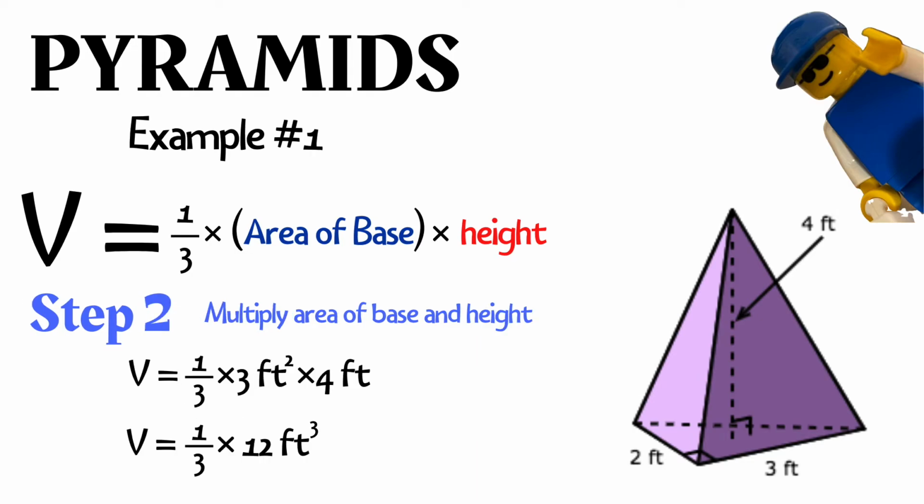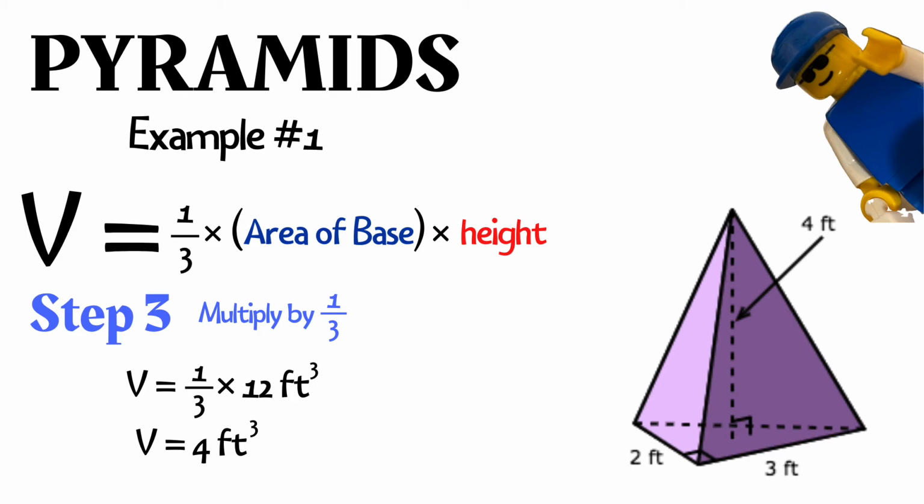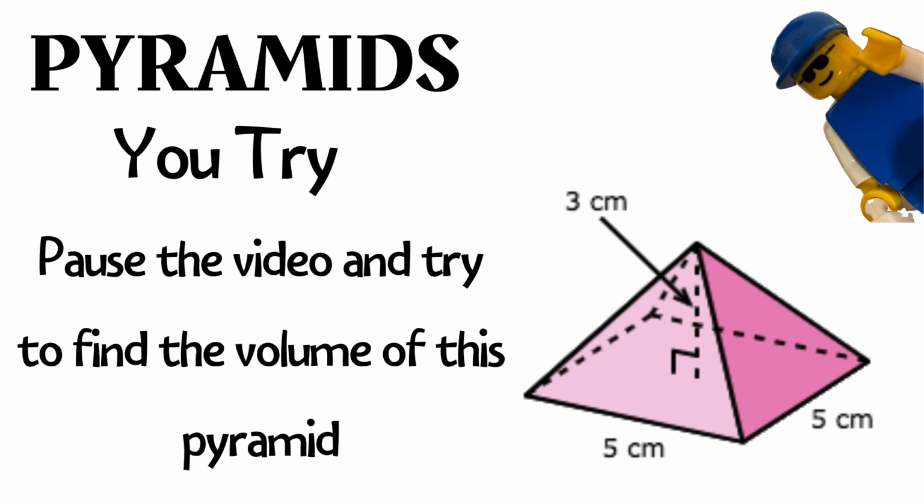Step 2 is we multiply the area of the base and the height. So we're going to do 3 feet squared times 4 feet, and we get 12 feet cubed. And then step 3 is we multiply that by 1/3, or divide it by 3, and we get 4 feet cubed. So now, I want you to pause the video and try to find the volume of this pyramid. You have a base that's 5 by 5 and a height of 3. Go ahead and pause the video and try it.